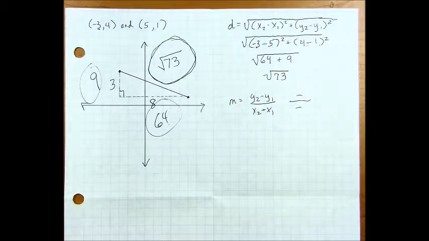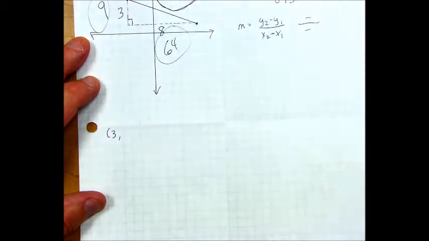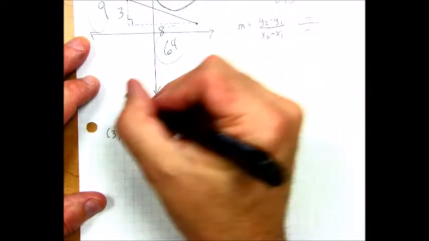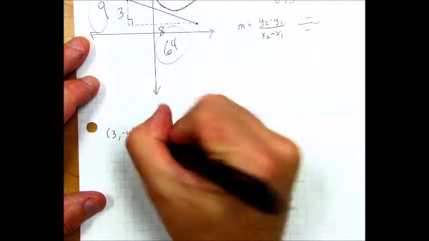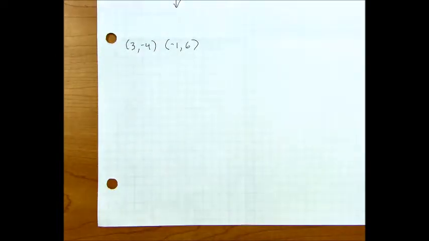All right, your turn. This time we'll do 3, -4, and -1, 6. Do it either way you want. See what you got.